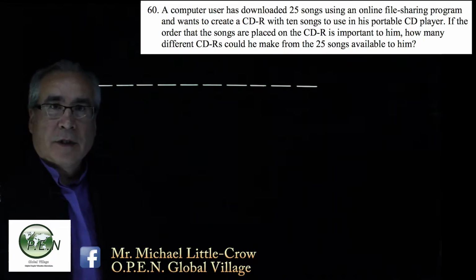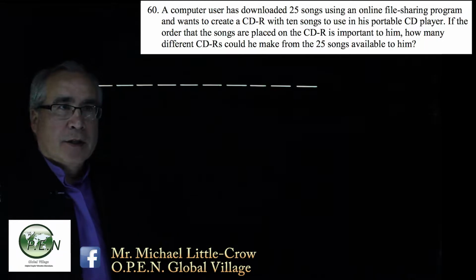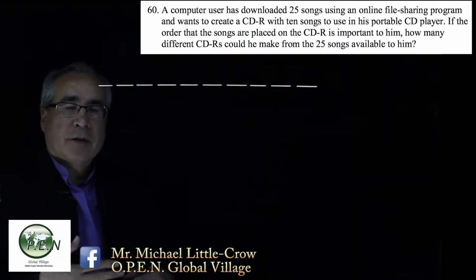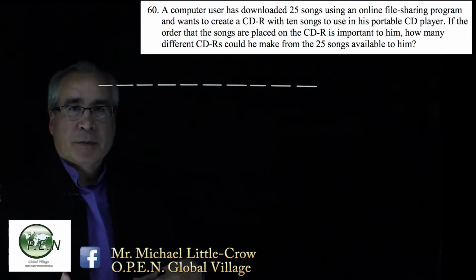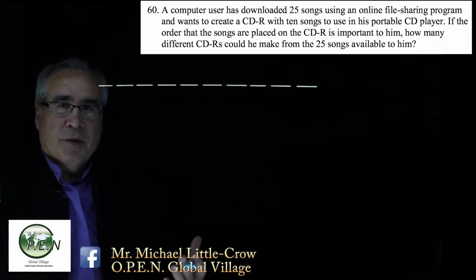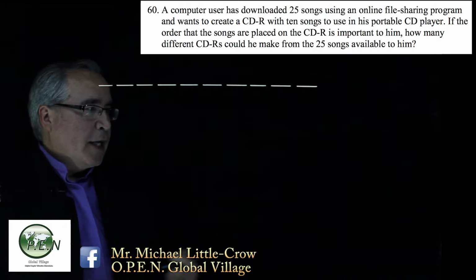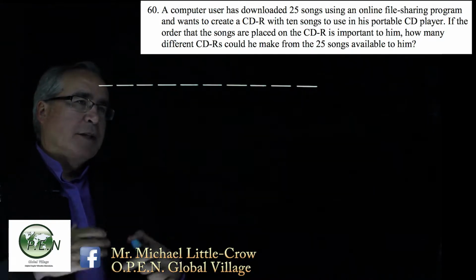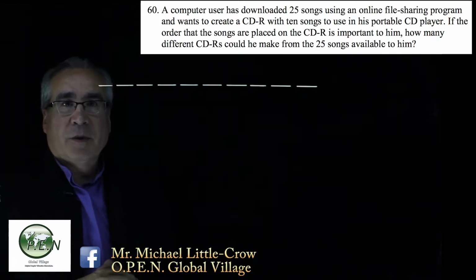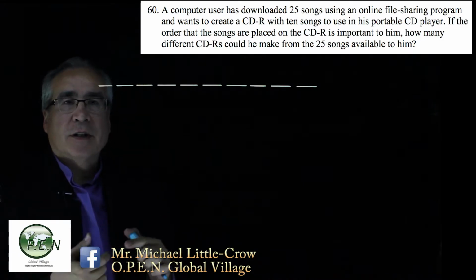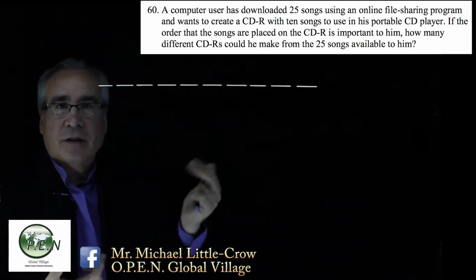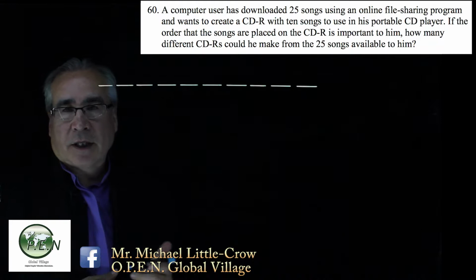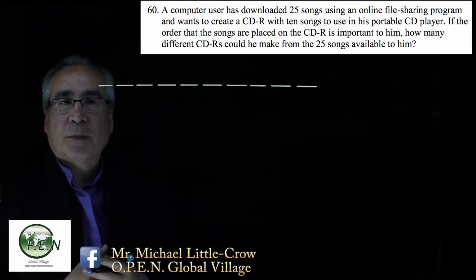Okay, question 60 on chapter 9. Now for this one, we've got 25 songs on a computer. We want to put them onto a CD, but we're only going to put 10 of those songs on. We'll put each song on once, of course, and so we want to see how many different CDs we could make considering order, because which one we put first, second, third is important as far as the listening experience.